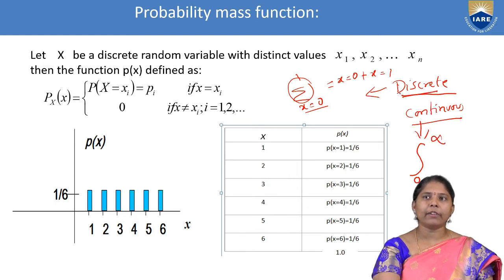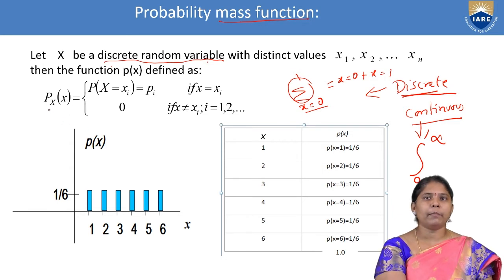So discrete random variables. For example, what is probability mass function? In the discrete case, the probability function is called probability mass function. Here I have an example, and how to draw this probability mass function for this example. So probability mass function is for discrete random variables only.